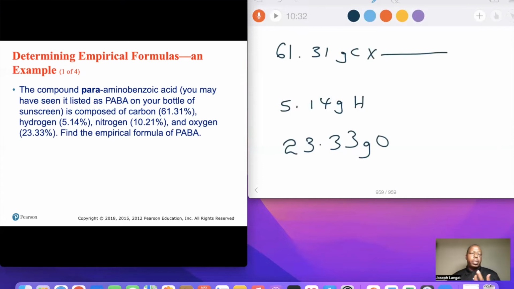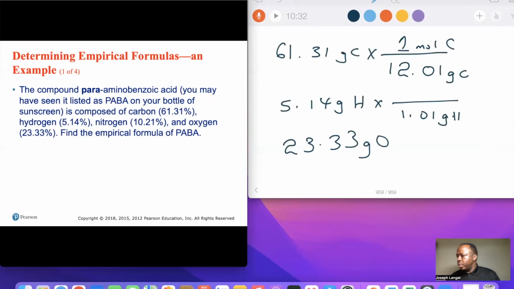molar mass or atomic mass of each element. Using 2 decimal places, this is 12.01 grams of carbon equals 1 mole of carbon. For hydrogen, 1.01 grams of hydrogen is 1 mole of hydrogen. And lastly, 16.00 grams of oxygen is 1 mole of oxygen. What this setup means is I'm converting the grams to moles, and I started with percent.